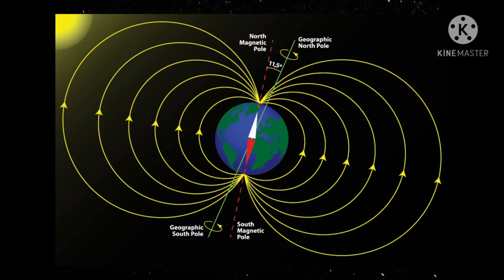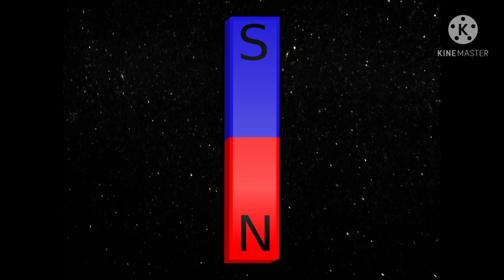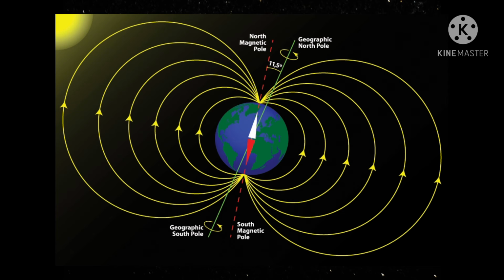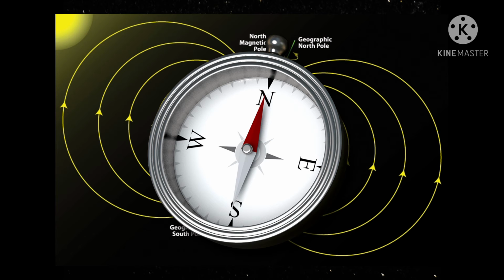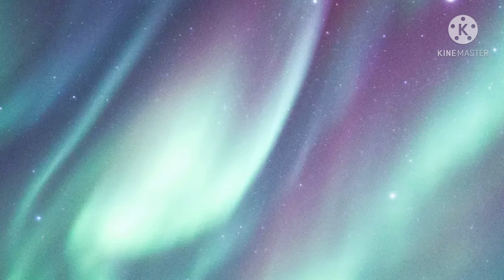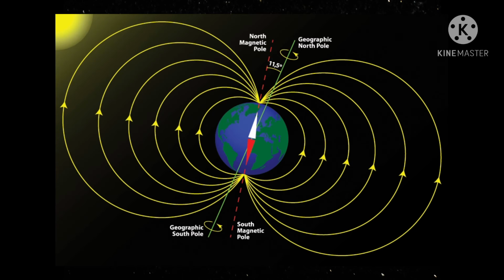Earth is actually a lot like a magnet. It has a north and south pole. This magnetic field protects us from dangerous solar winds that come from the sun, and it also helps animals navigate, makes compasses work, and is the reason for the aurora borealis. This magnetic field was created by the liquid outer core of the Earth.